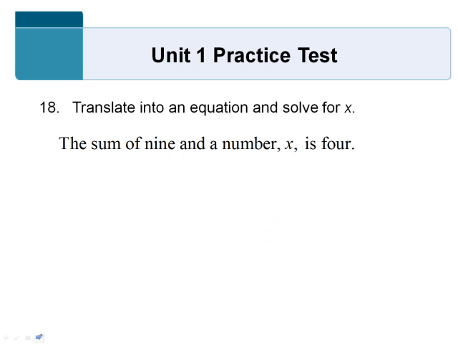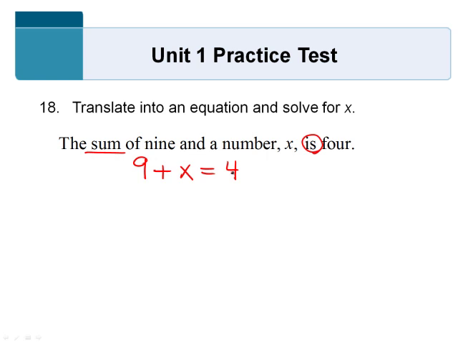Number 18, translate into an equation and solve for x. It says the sum of 9 and a number x is 4. Okay, so your key word here is sum. And then here is, which is your equal sign. So remember, sum is addition, so we want the addition of 9 and a number x. So we would have 9 plus x equals 4. Okay, so that's your equation.